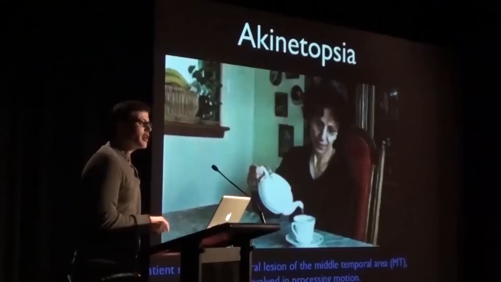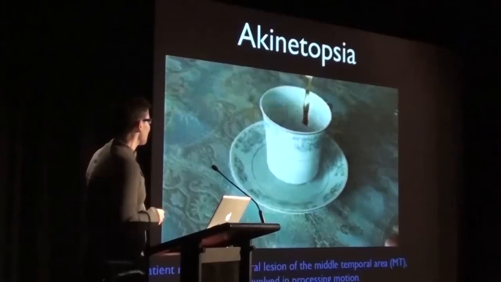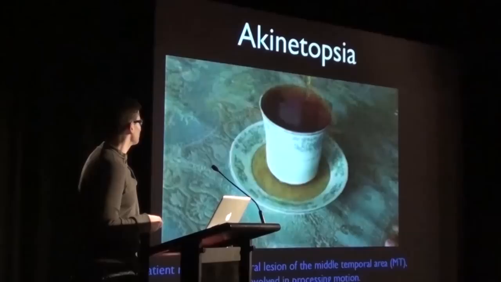So you can see her, she's pouring a cup of tea, but it really is rendered as a composite of static images. So she's not getting that fluid motion that we can actually perceive. So pouring a cup of tea, it eventually overflows, of course.